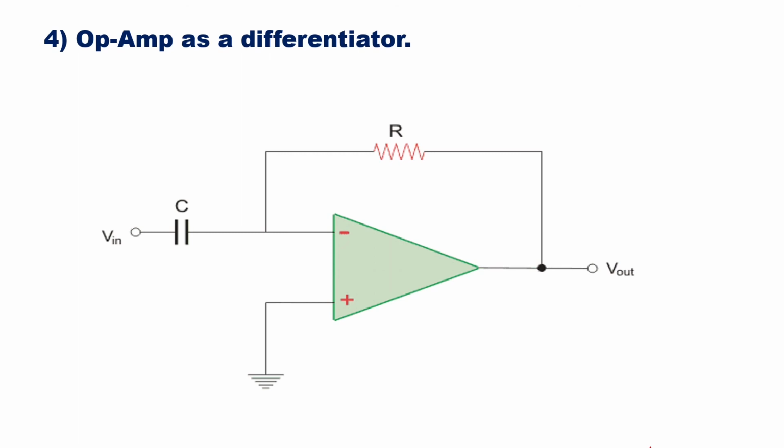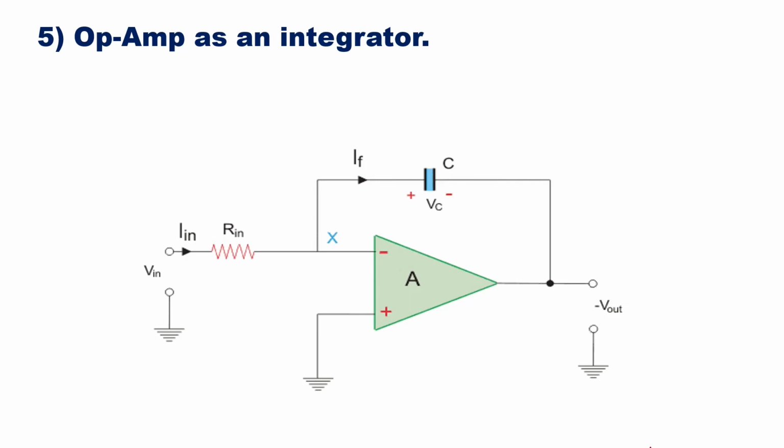If you reverse the process, if you reverse the locations, then you can make op-amp act as an integrator. So here you can see C and R of a differentiator have interchanged positions. So here, if you give any square wave as input, the output will be a triangular wave. So this is an integrator.